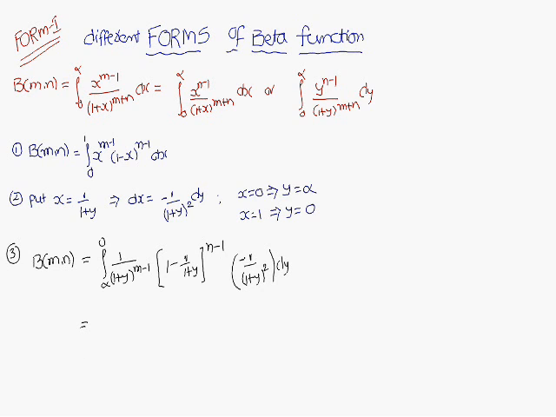So to remove this minus sign, you change the limits, that is equal to integral 0 to infinity. So here it is 1 plus y whole power m minus 1. Here you will get the denominator as 1 plus y whole power n minus 1. Here it is 1 plus y whole square. So what you are left with is in the denominator 1 plus y whole power m plus n. Numerator, what you are left with is 1 plus y minus 1 means y. So y power n minus 1 dy you are left with.